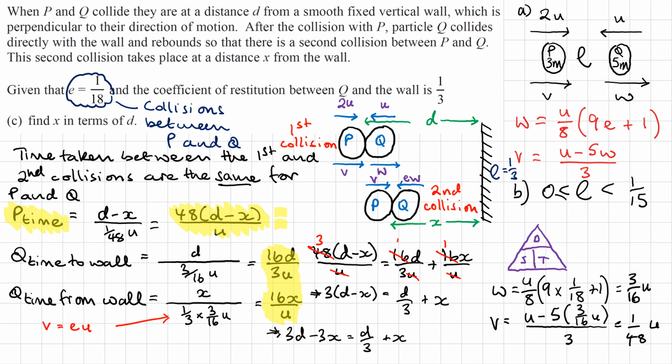Let's add 3x to both sides of this. Then I will have 4x is equal to 3d minus d over 3, which will give me 8 over 3 d. And dividing both sides by 4, I will have x is equal to 2/3 d. And that's what I wanted, x in terms of d. So there's my final answer.